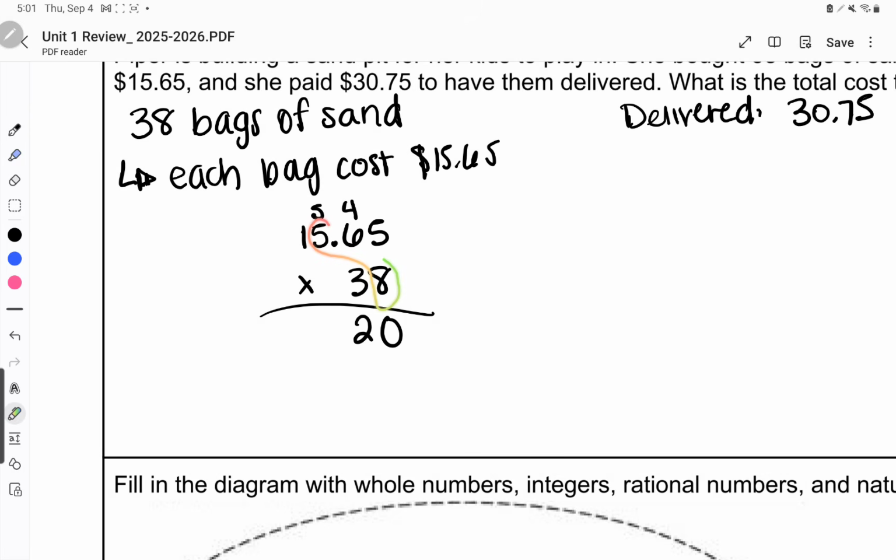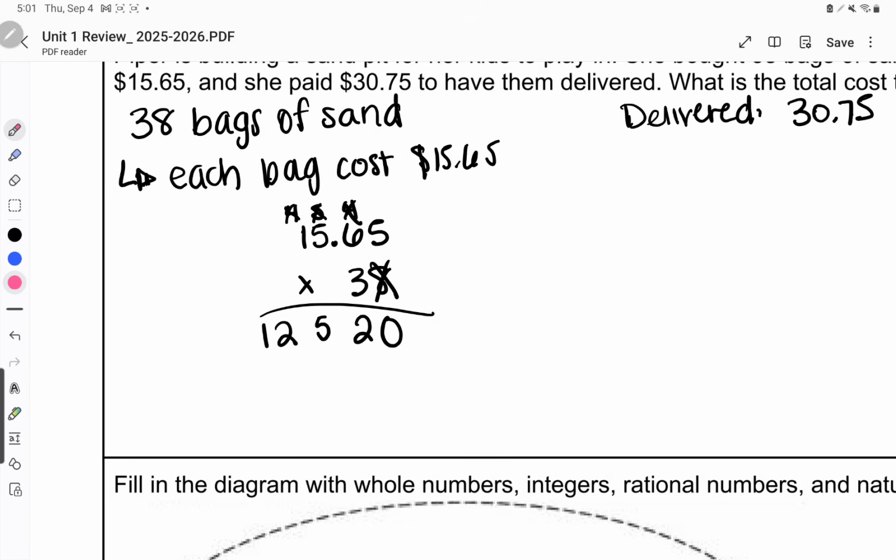Then we have 5 times 8. 5 times 8 is 40, plus the 5 that's right there gives us 45. So we write down a 5 and we carry our 4. Then we have 1 times 8. 1 times 8 is 8, plus the 4 right here gives us 12. We finished with our 8, and we're on our next row now. So we go to our 3.